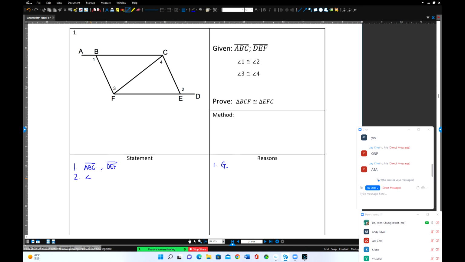Second, angle 1 is congruent to angle 2. This angle and angle 2 are congruent. That's the given. The third one, angle 3 is congruent to angle 4. These two angles are congruent. That's the given. So we're going to prove triangle BCF and triangle EFC are congruent. We already have one angle, right? Angle 3 and angle 4. This is done. One angle already.